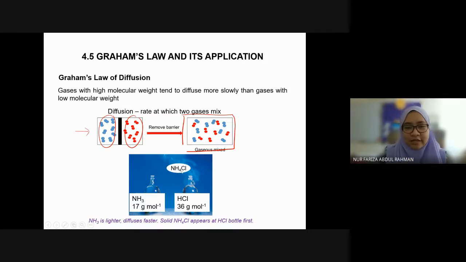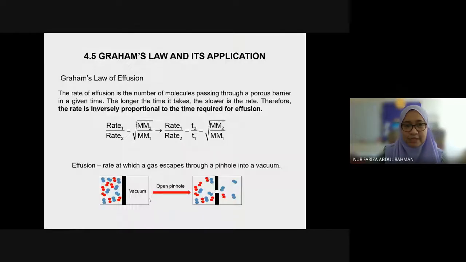Okay, so the moment they react, it produces NH4Cl. So that is why the NH4Cl is observed nearer to the HCl bottle. Okay, because it moves faster, it diffuses faster. Okay, so the rate of effusion is the number of molecules passing through a porous barrier.